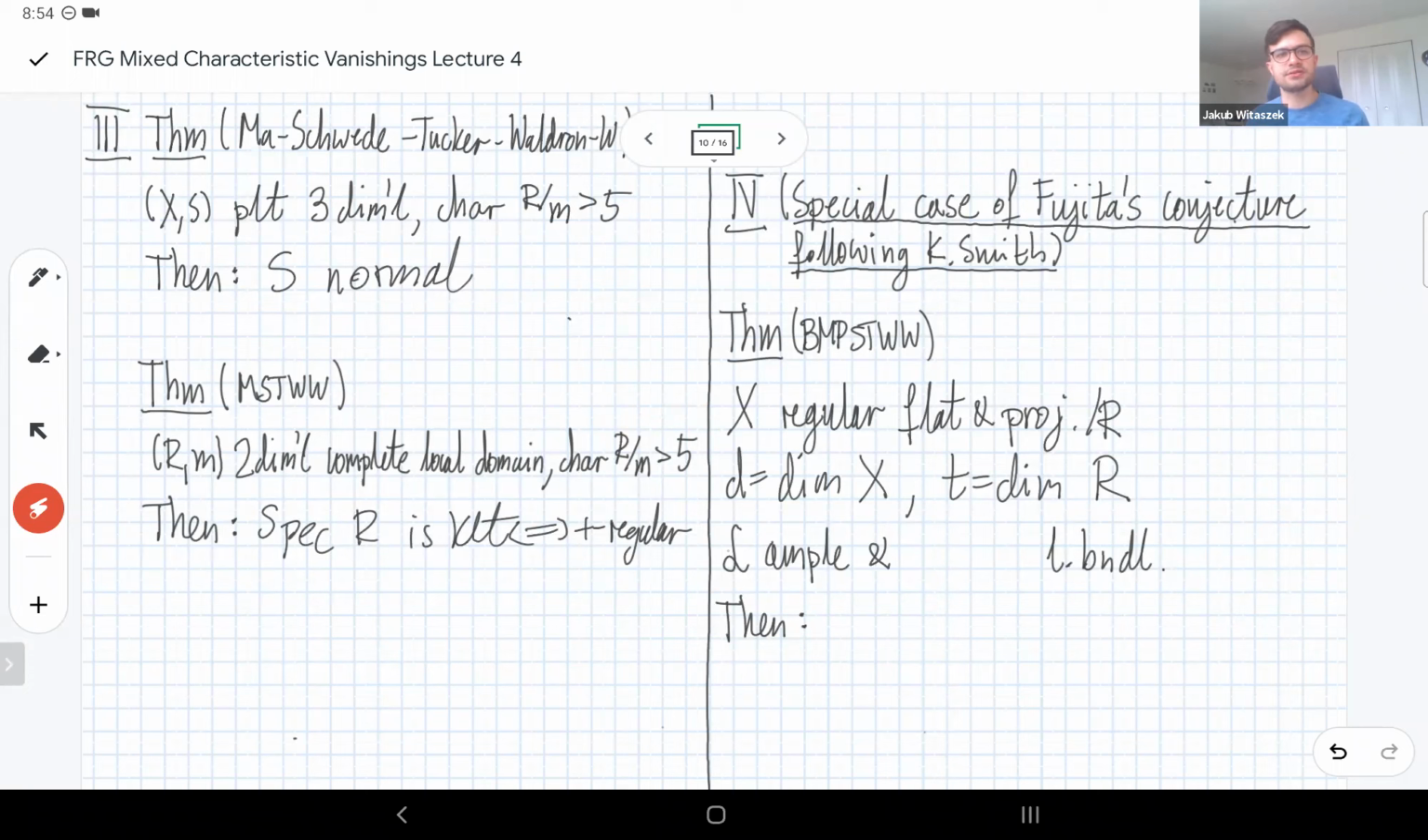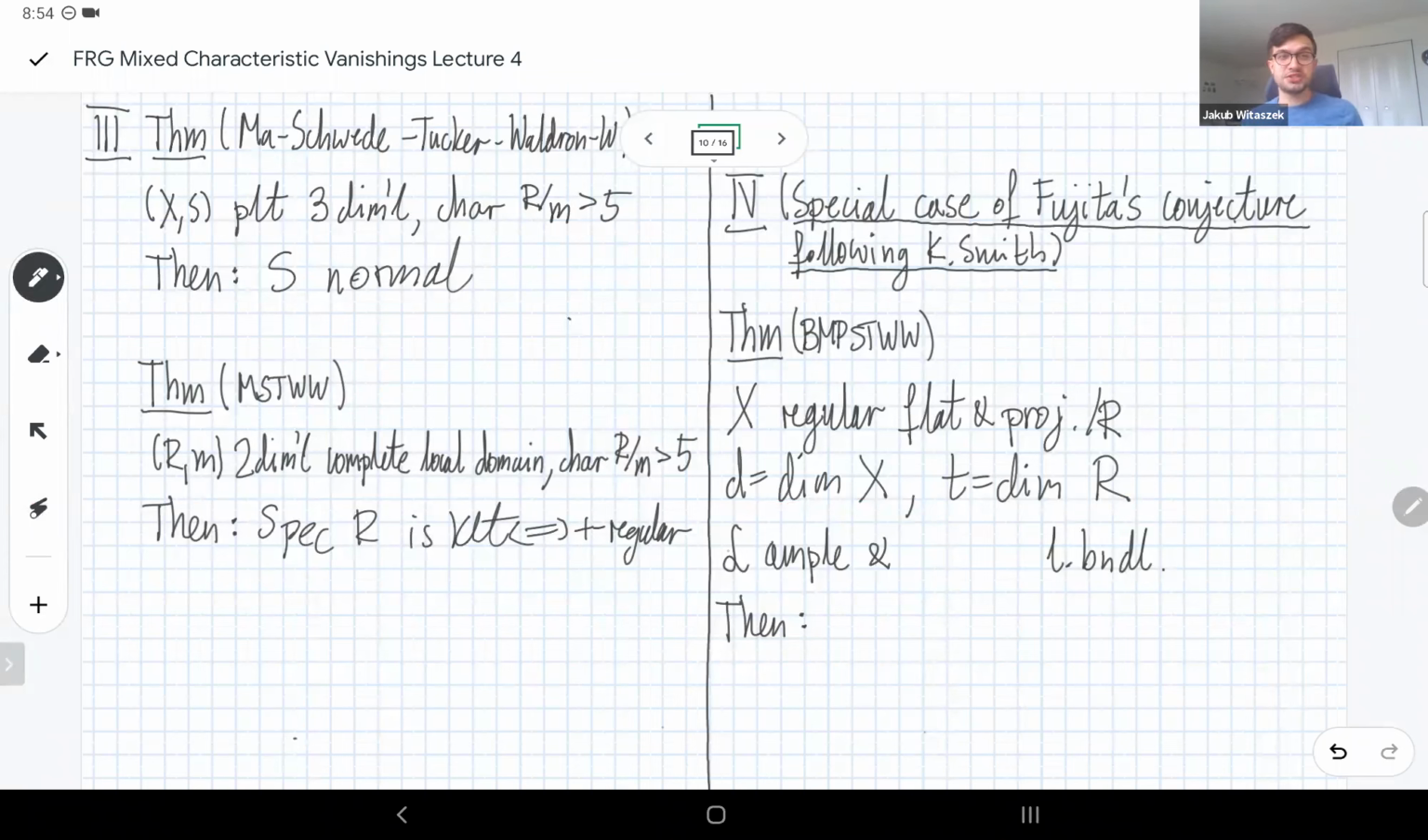So the last result I'd like to mention, maybe very quickly, is the special case of Fujita's conjecture, following the proof by Karen Smith in positive characteristic, now generalized to mixed characteristic. So this is from the 7 authors paper. Have X regular, flat, and projective over R. I'm picking d to be the dimension of X and t to be the dimension of R. I'm going to assume that L is an ample line bundle.